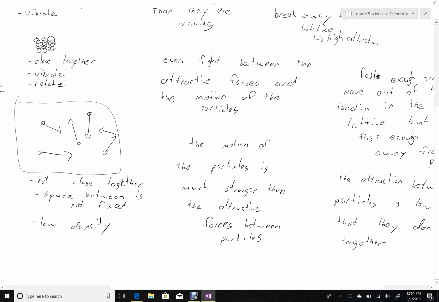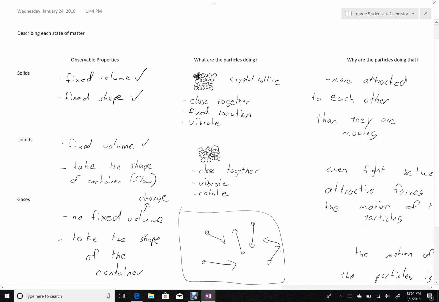So there it is. Solids all clumped together in a nice orderly fashion. They have their fixed shape because the particles are stuck within their location in the crystal lattice. Liquids, similar, but they're still very close together, but they don't have that regular crystal lattice shape anymore. The particles have to stay together, but they can change their location within the crystal lattice. They can slide past each other.